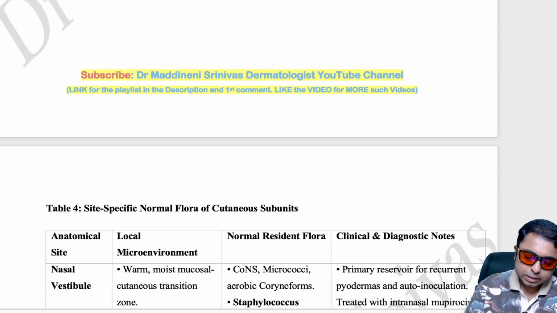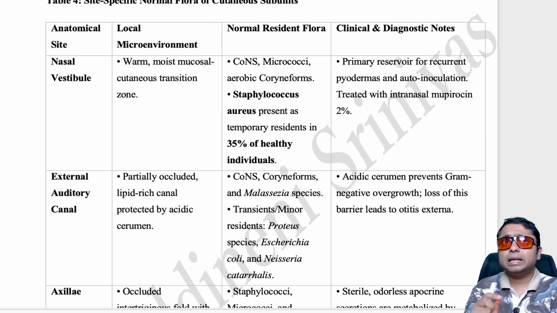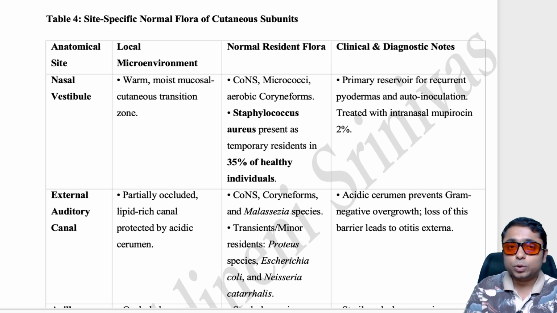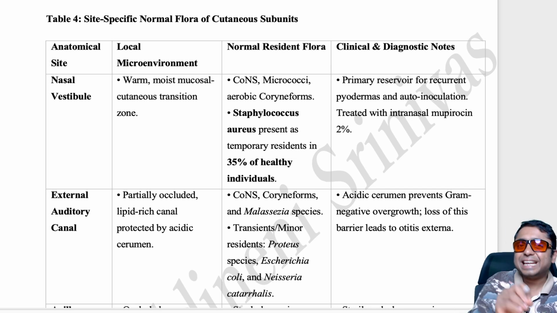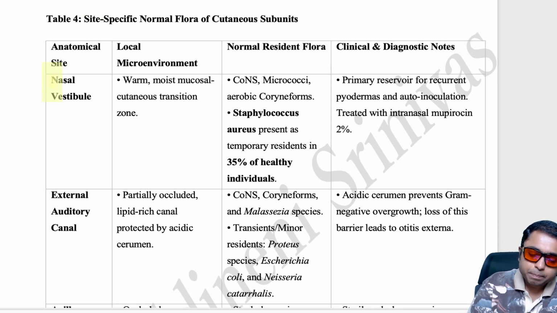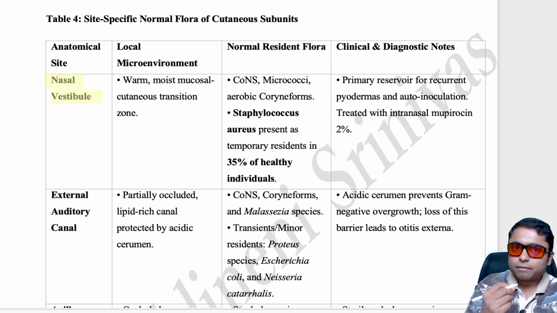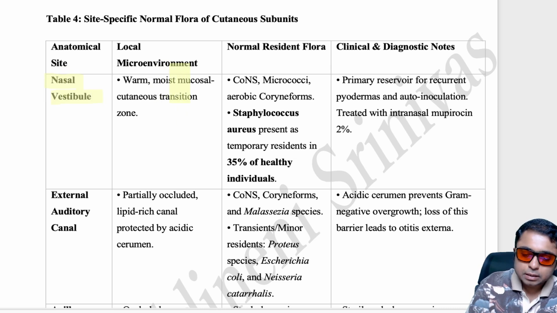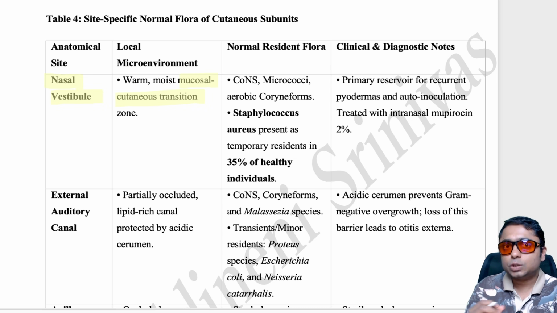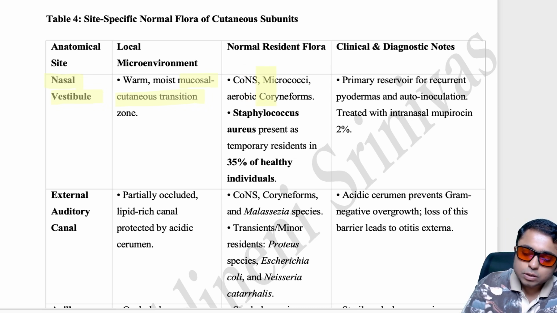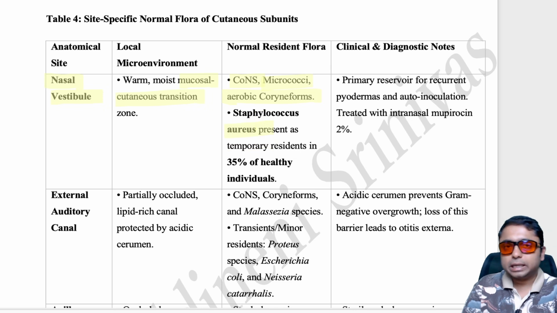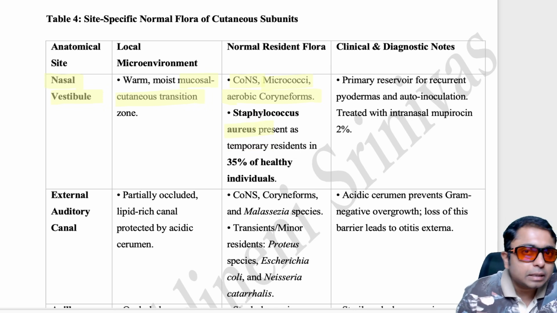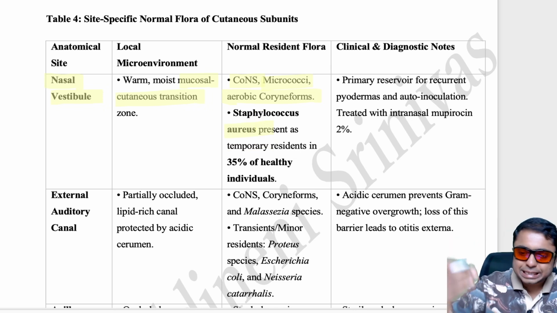Now we are going to see some very site specific organisms which you have to remember, which are going to also have importance clinically in dermatology. For example, nasal vestibule. This is a very moist area and also it is a mucosal cutaneous transition zone, right? So this is going to be having normal resident flora, which are coagulase negative staphylococcus, micrococci, aerobic coryneforms. Staphylococcus aureus can be a temporary resident in 35% of the healthy individuals, which I have already seen.